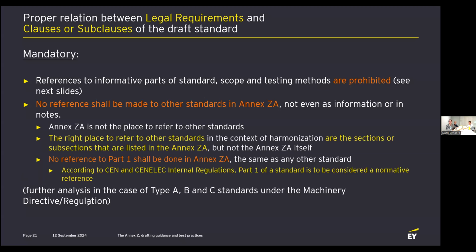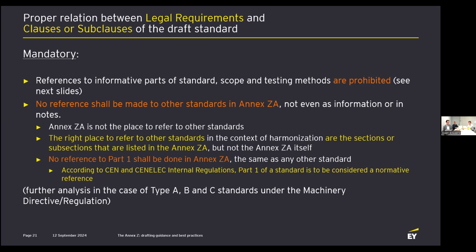If you want to refer to other standards, the technical committees normally say, yes, but this is for transparency. We want to be transparent. Yes, but an informative annex like Annex Z is really not the place to do this. The right place to refer to other standards in the context of harmonization, this means in support of the application of the essential requirements, are the sections or subsections that you are listing in the Annex Z, but not in the Annex ZA itself.